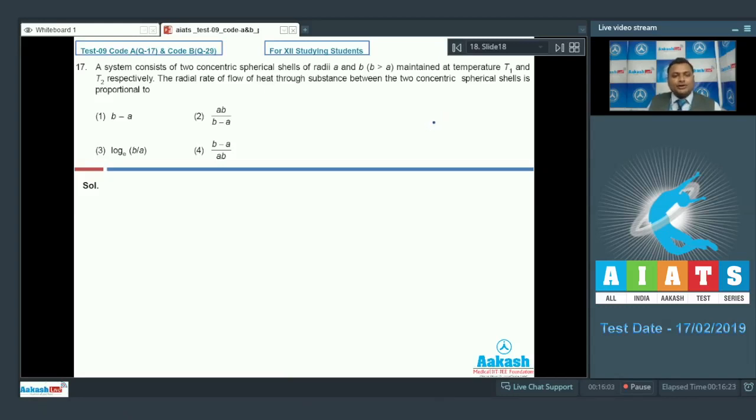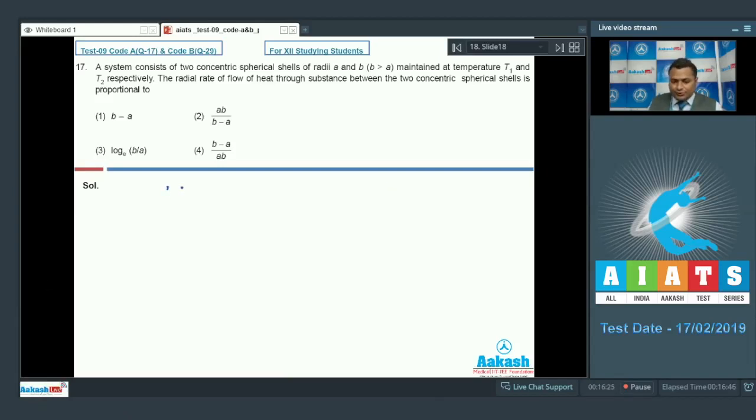A system consists of two concentric spherical shells of radii small a and small b, given that b is greater than that of a, maintained at a temperature T1 and T2 respectively. The radial rate of flow of heat through the substance between two concentric spherical shells is proportional to.